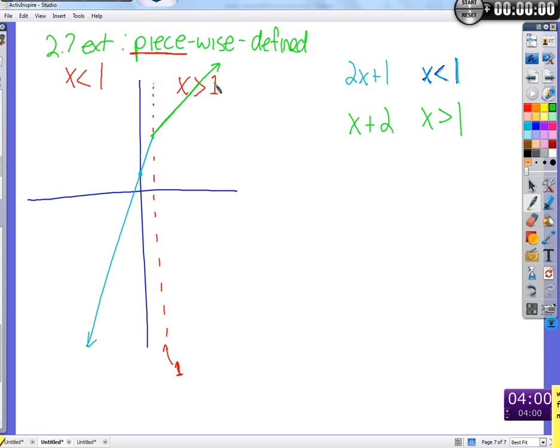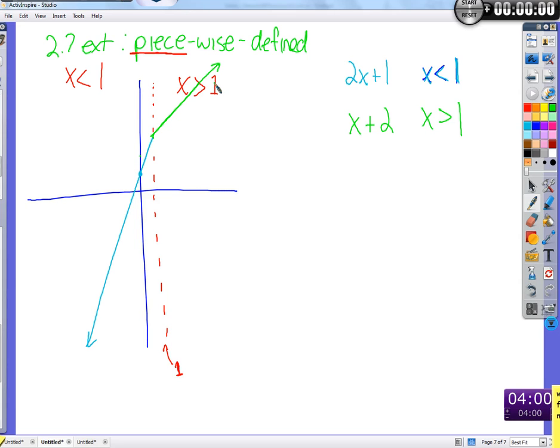That's a piecewise function, piecewise defined function. We just cut the input into pieces, 2 pieces, 3 pieces, 5 pieces, it doesn't matter. And then in each of those sections, we define a function with usually some kind of an equation. Okay.